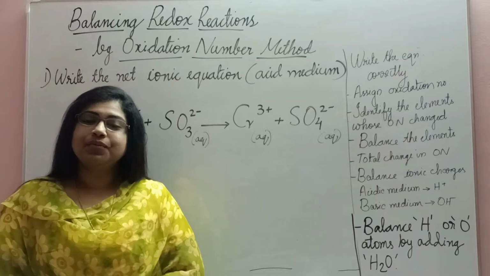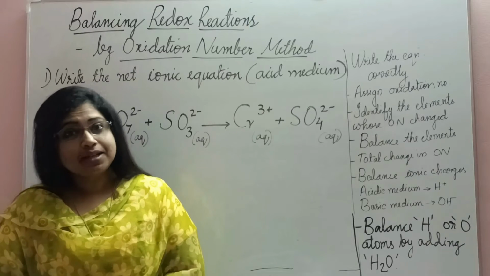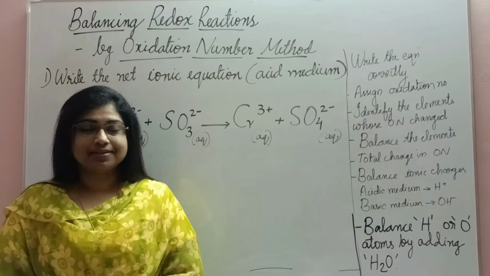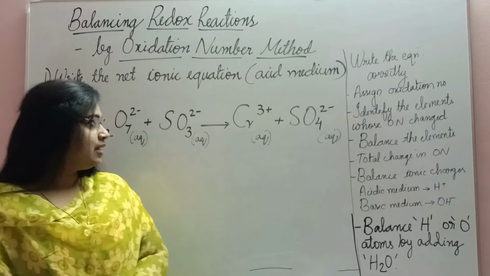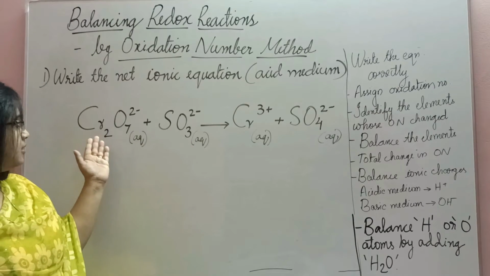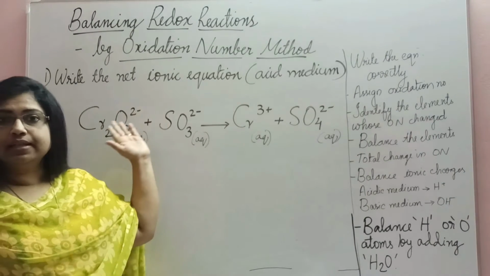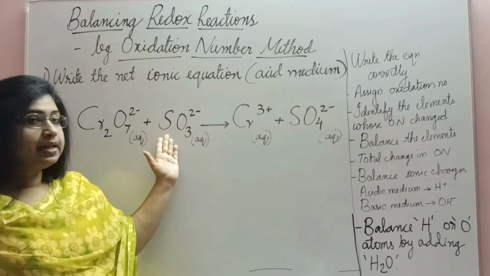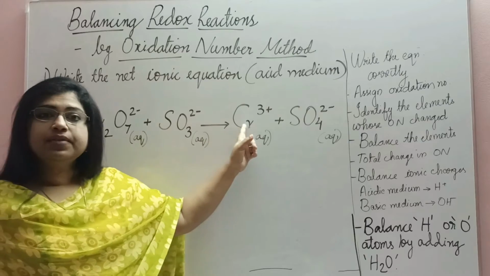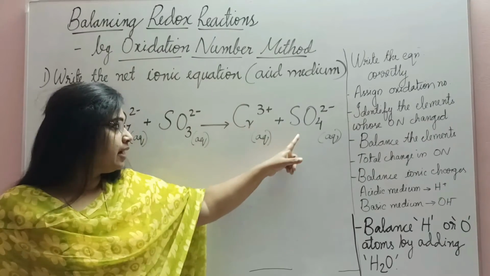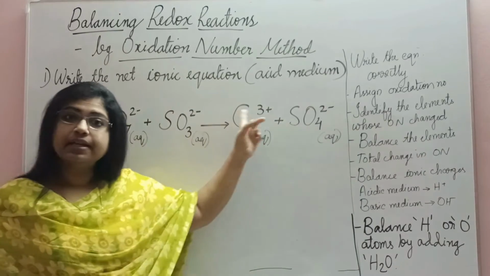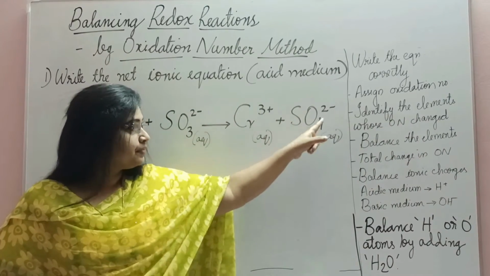In today's video, we are discussing balancing redox reactions using the oxidation number method. Here we have a skeletal chemical equation: Cr2O7 2-, that is dichromate ion, plus sulfite ion SO3 2-, giving chromium 3+ ion and sulfate ion. Remember, this is sulfite and this is sulfate.